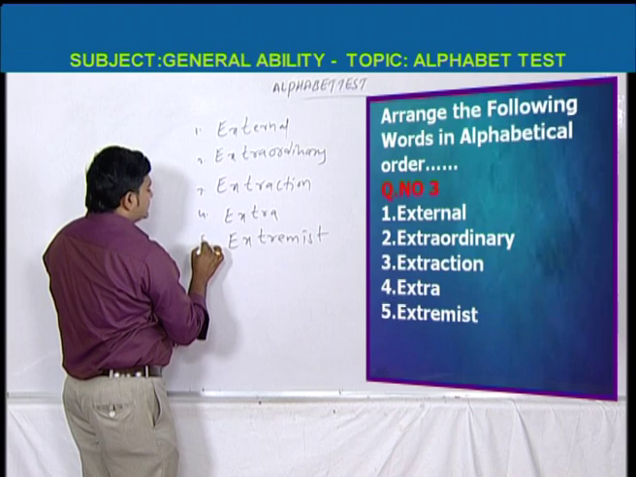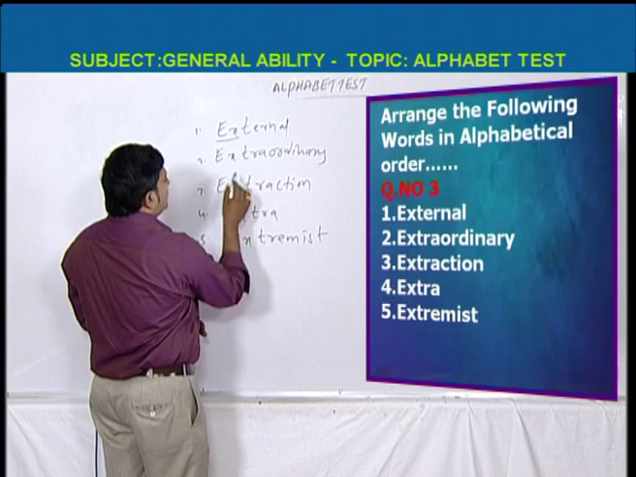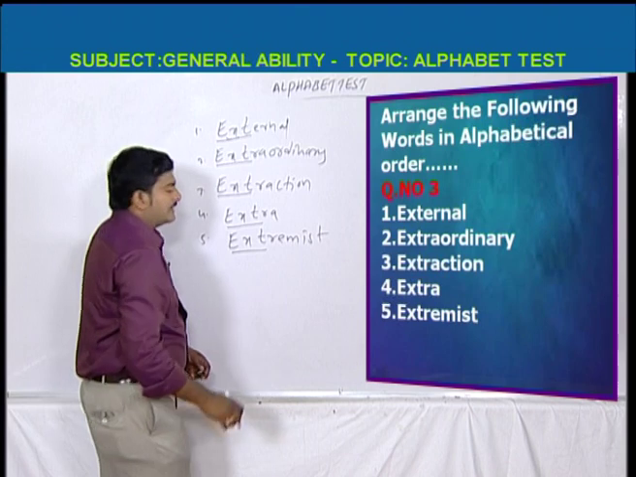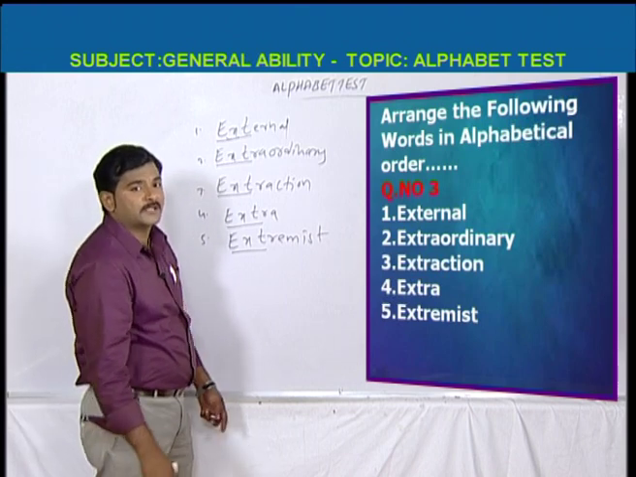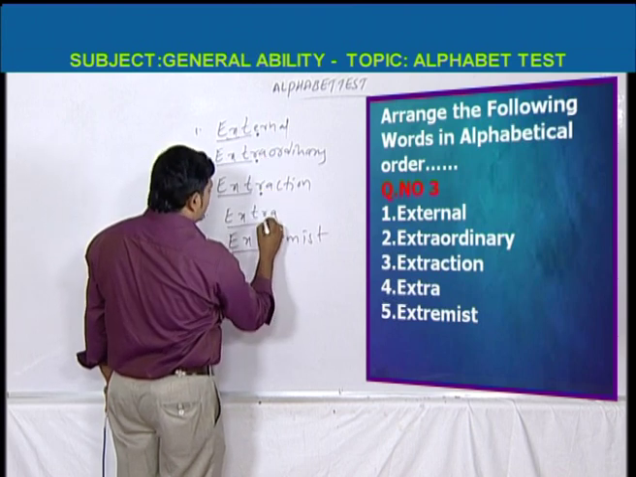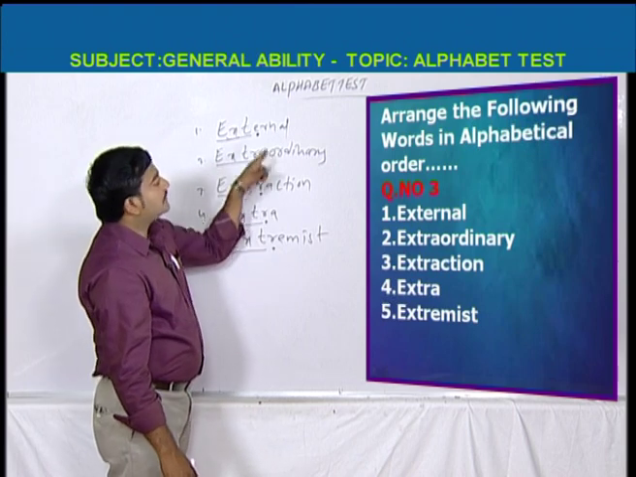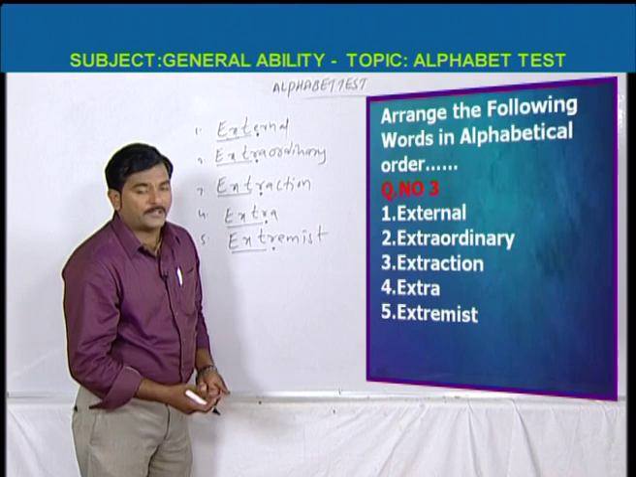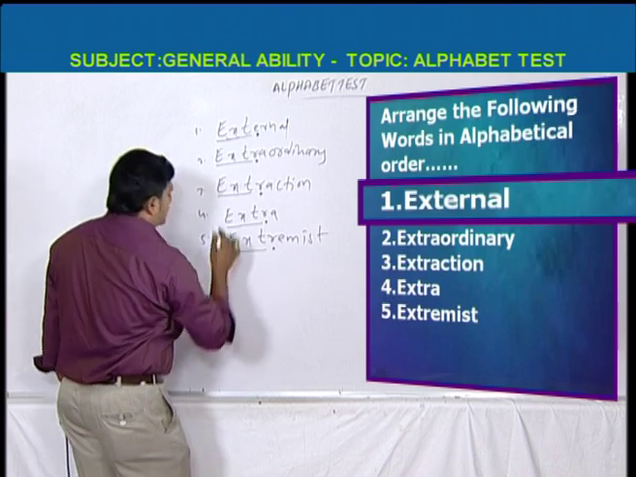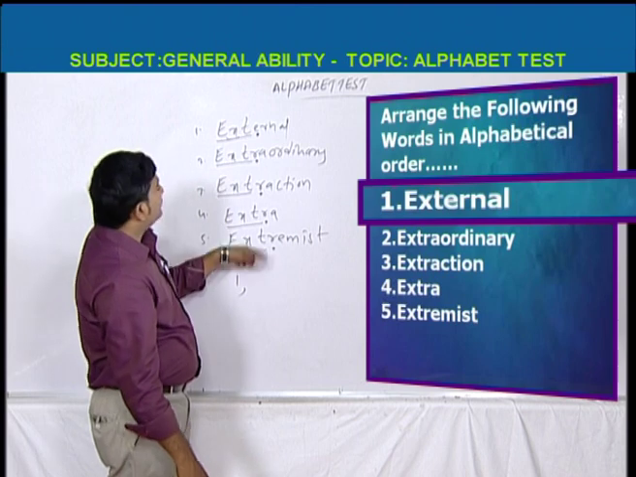Again, see, the one thing that is clear is that you have to eliminate all common letters. So here EXT, EXT, EXT, EXT, EXT are common. Now we will focus on the next letter. Here E is there, here R is there, again R, again R, again R. Tell me, will you get R first or E? Obviously, we will get E first, and after E, then only you will get R. That's why first you will get external. So of these 5 words, in the dictionary, external comes first.